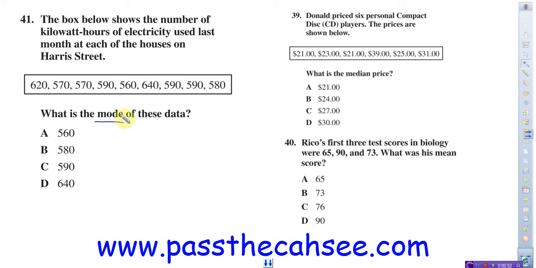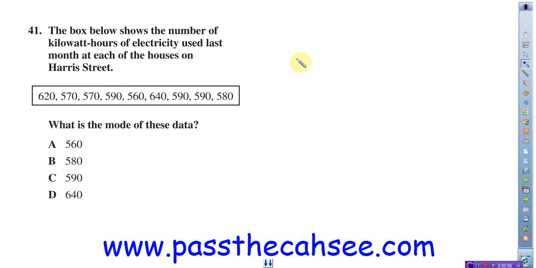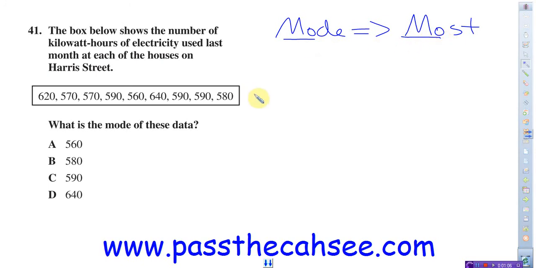Okay, this is the one we're going to talk about first. So the mode, the way I want you to remember mode is or equals the most. Okay, and that's why it kind of sounds the same, mode, most. Okay, the mode is the number that shows up the most. So when you're looking at problem number 41, it says the box below shows the number of blah blah blah blah blah. Okay, the numbers is what you care about.